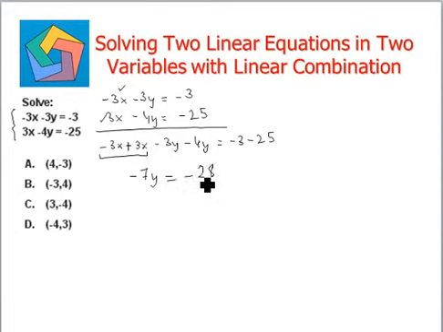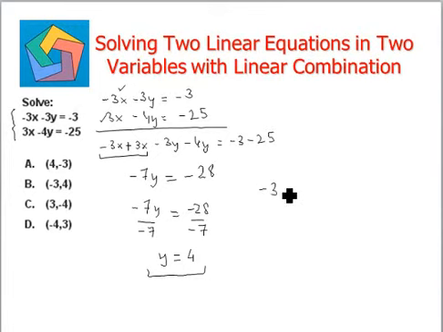To find out the value of y, we divide by negative 7 on both sides, and when we solve this, we get y equals 4. Now we use this value of y equals 4 and plug in any of the equations. So I put the value of y equals 4 in the first equation and see what I get. Negative 3x, negative 3 times 4 is a negative 12 equals negative 3.